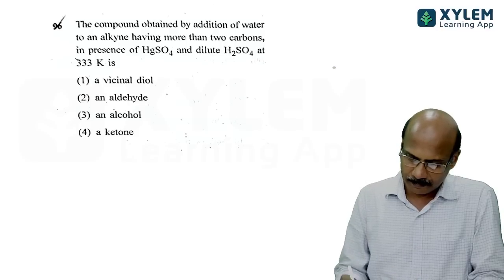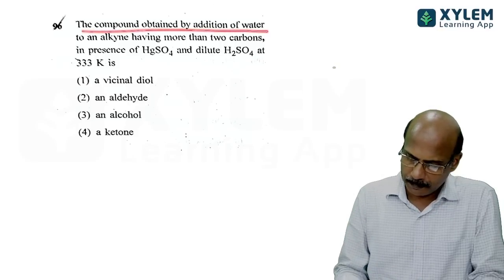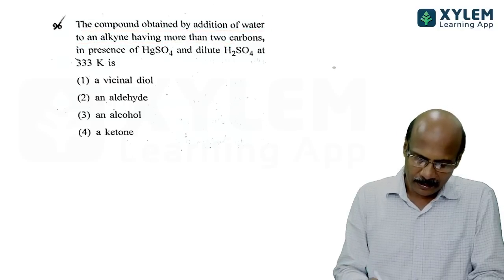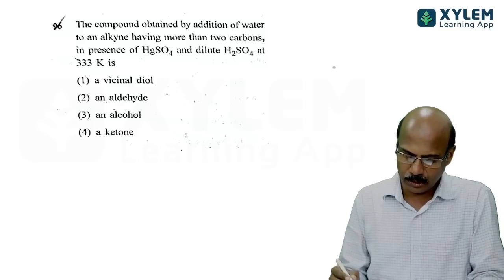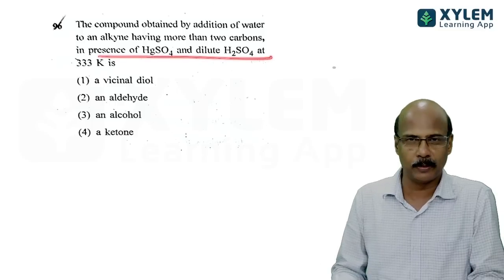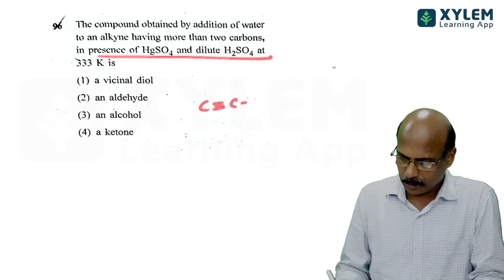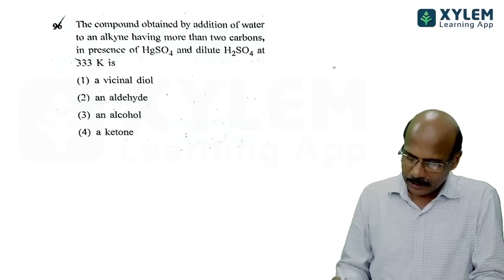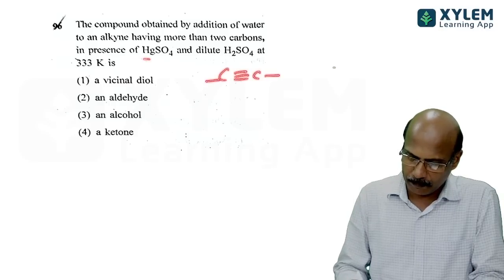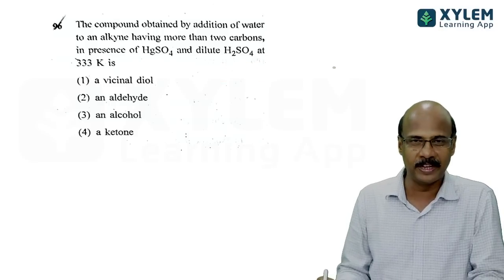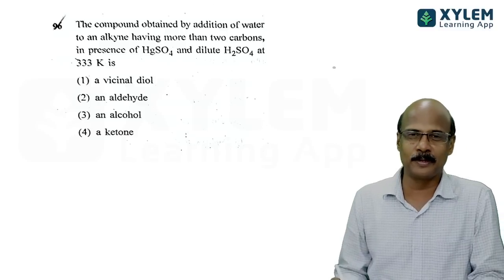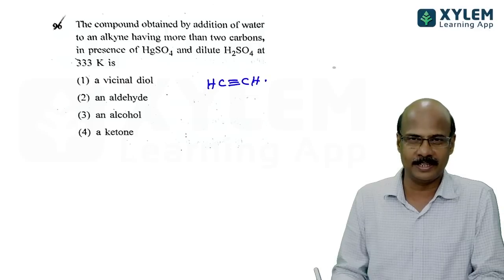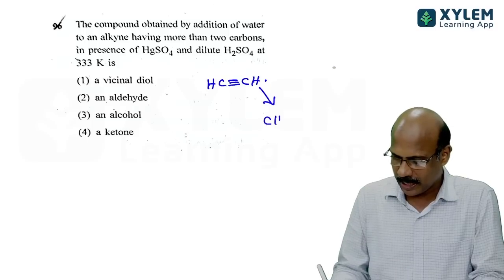Question number 96. The question asked is, the compound obtained by the addition of water to an alkyne having more than 2 carbons. You know that addition of water requires mercuric ion, isn't it? Addition of water across a triple bond is more difficult than addition of water across a double bond. Addition of water across a triple bond requires mercuric ion, an important point. Anyway, only one alkyne can produce an aldehyde, that is acetylene. When ethyne is hydrated in the presence of mercuric ion, you will get acetaldehyde.